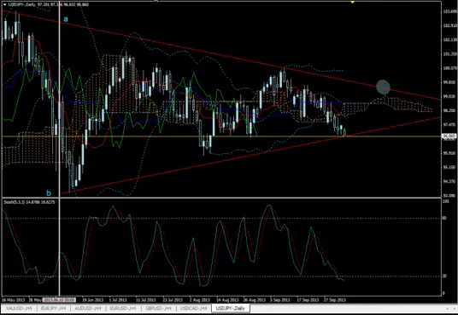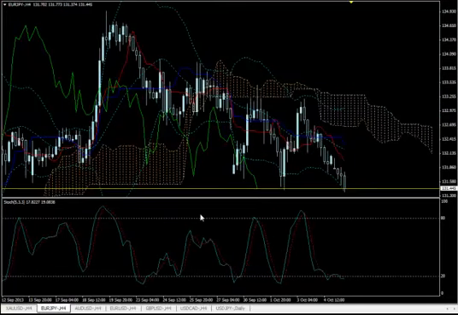Okay, so I hope you're already feeling much better. Now let's go to the next pair. Let's go to the other yen pair, which is Euro JPY.